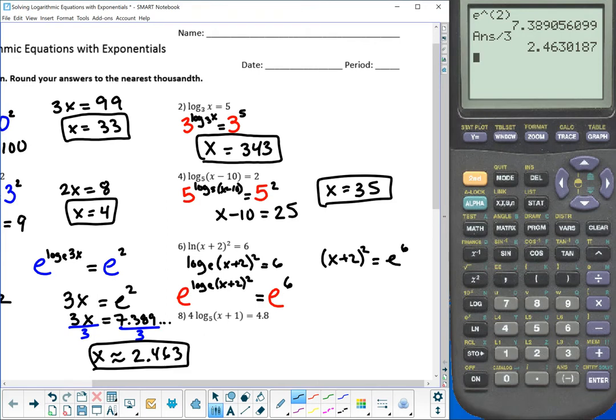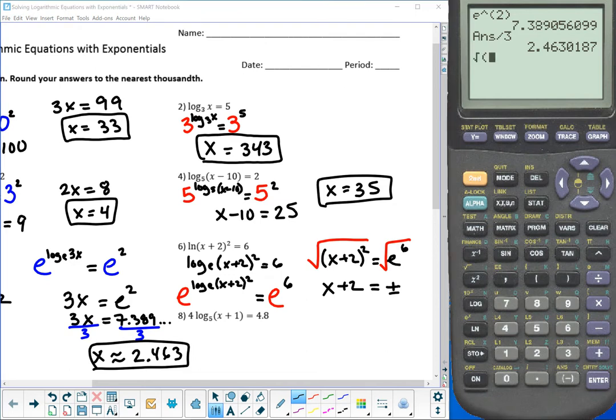On the left hand side, you're going to work this out, or not. Let's see, what's e to the 6th power? Actually, let's get rid of that square first. To get rid of the square, let's square root both sides. Then we'll have x plus 2. Actually, we don't need the parentheses anymore. x plus 2 equals, we have a positive and a negative, whatever the square root of e to the 6th power is.